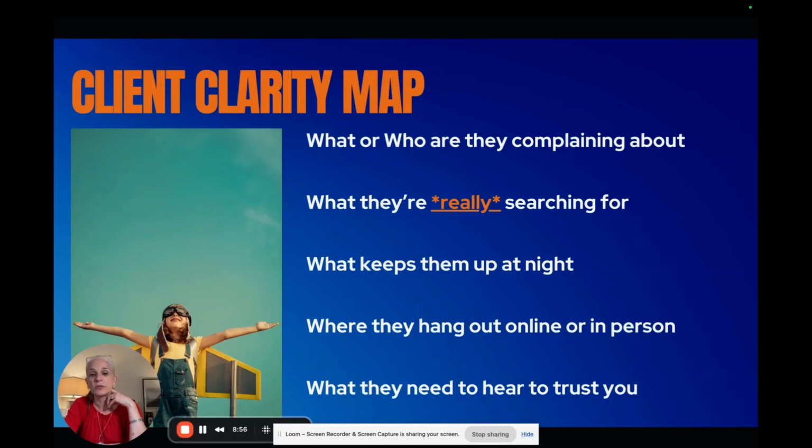So where do those people hang out, online or in person? For me, it's in my Business Networking International, BNI, networking group. They are on LinkedIn, particularly because they're business owners and they're actively looking and participating in arenas, both online and in person, that connect them to people and experts, or peers they can lean into to find experts or share experts with them. And then what they need to hear to trust you.